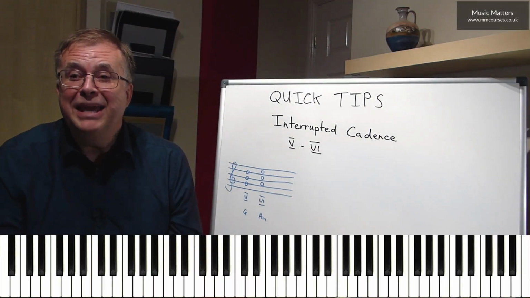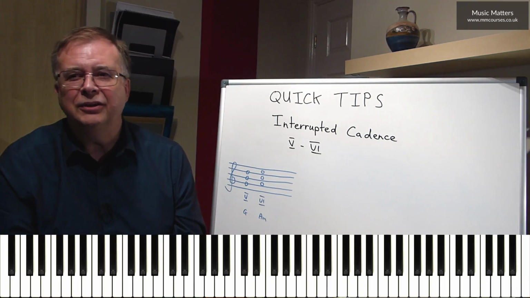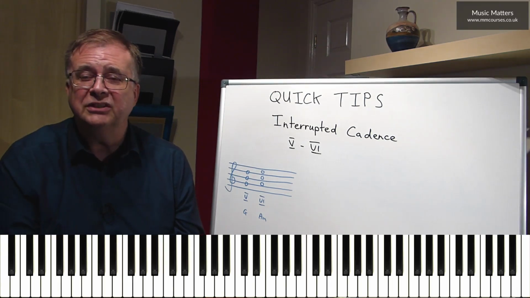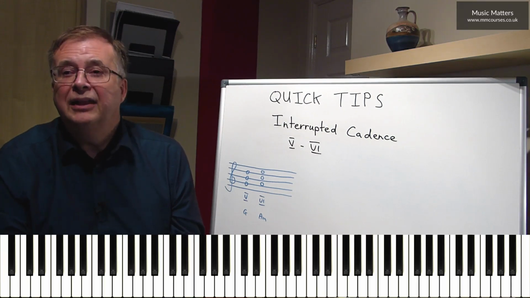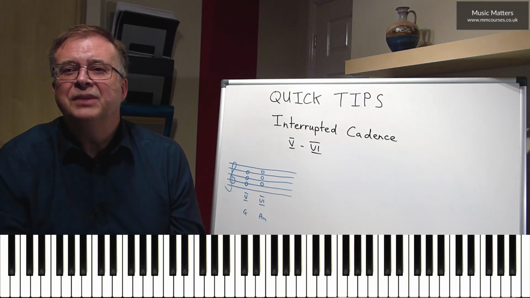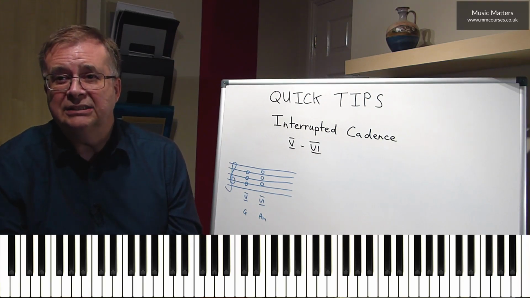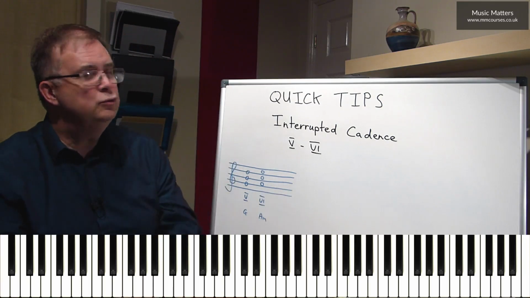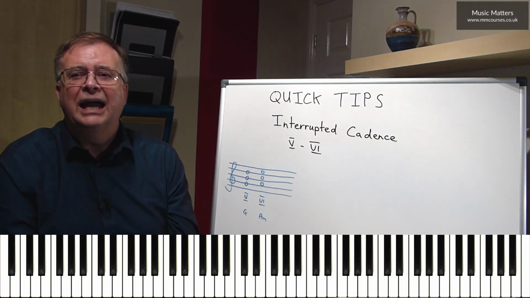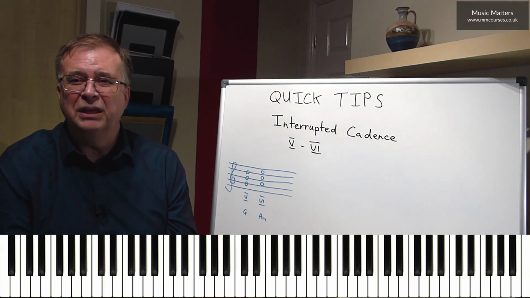Hi, you may well have seen our earlier films on three other cadences, because we've already dealt with the perfect cadence, then the plagal cadence, and then the imperfect cadence. And the fourth of the four most commonly used cadences is the one we're going to talk about in this film, the interrupted cadence.